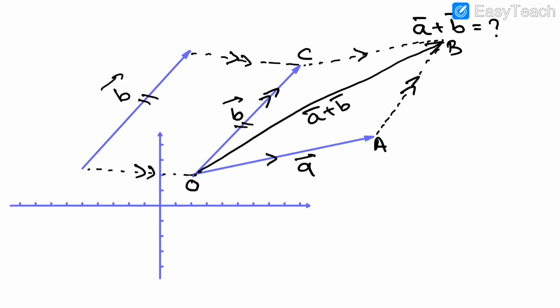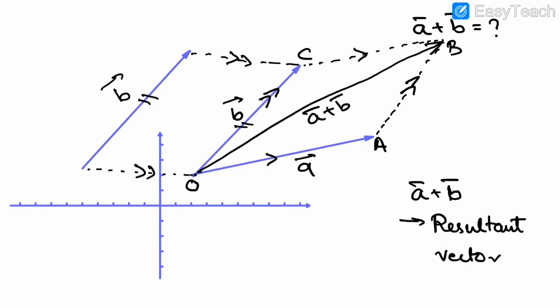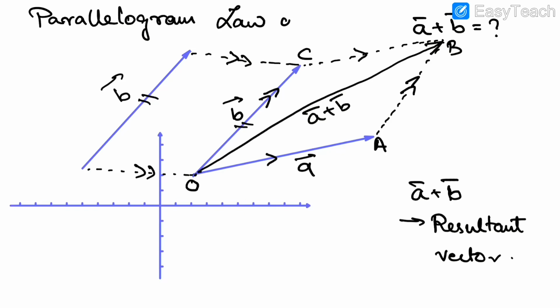Okay, understood? So parallelly translate it so that the tail of the two vectors is common. Then complete the parallelogram with the two vectors as adjacent sides, and the diagonal of the parallelogram will be the addition of the two vectors. Whatever is the length, that will be the magnitude of the resulting vector. So A vector plus B vector is also called the resultant vector. This is also known as the parallelogram law of addition.